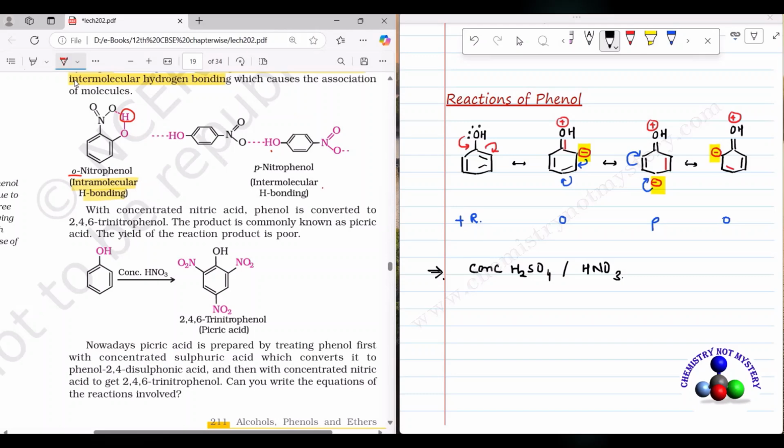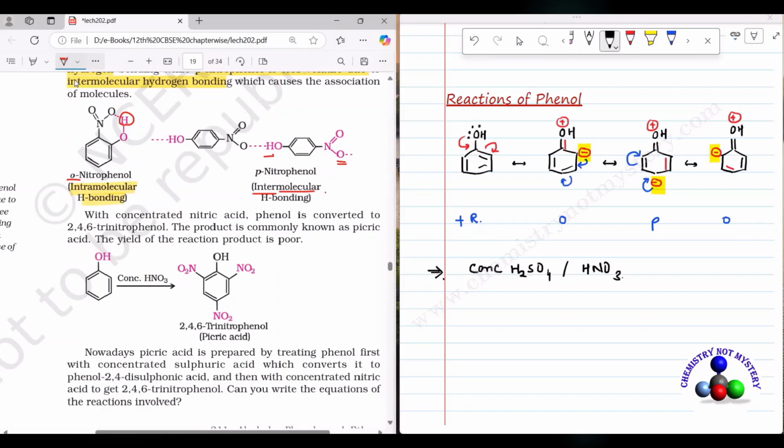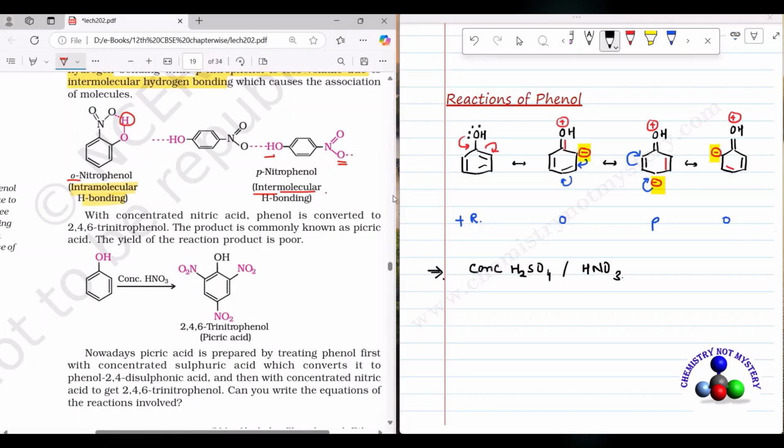While in case of para-nitrophenol, the hydrogen of OH is far away from the oxygen of the nitro group of the same molecule. So it can make a hydrogen bond with the oxygen of another molecule. This type of hydrogen bonding is called intermolecular hydrogen bonding, as it is formed between two molecules. Such hydrogen bonding decreases the volatility. So that's why para-nitrophenol is less volatile due to intermolecular hydrogen bonding.